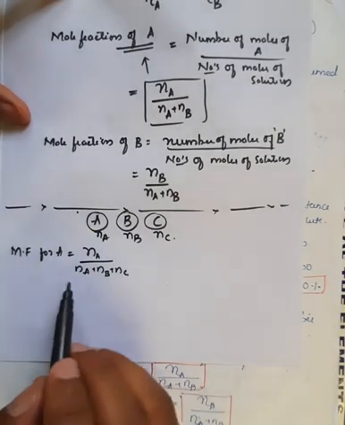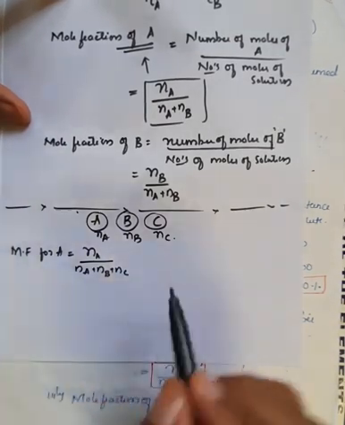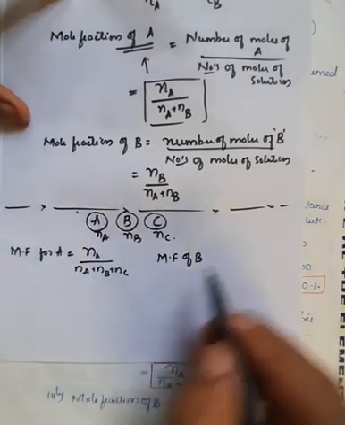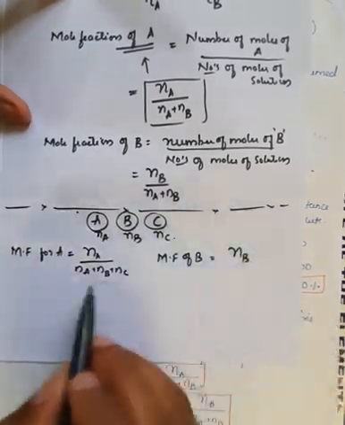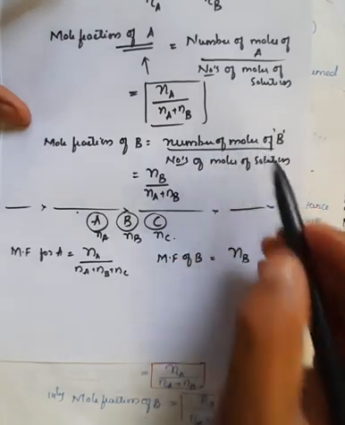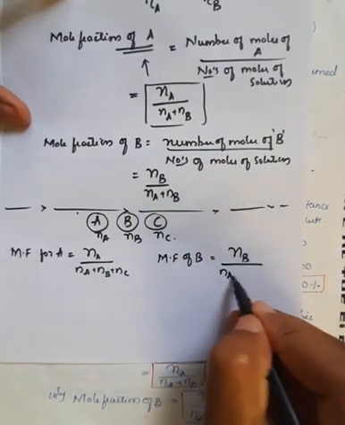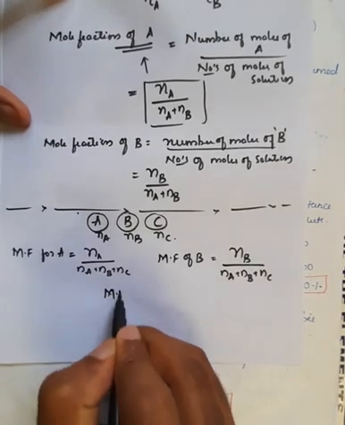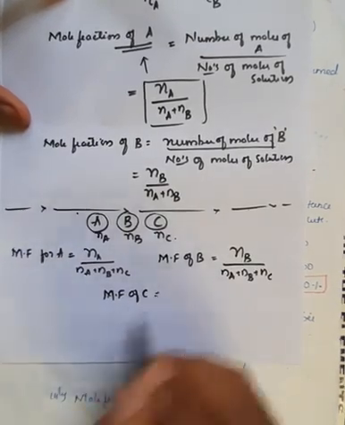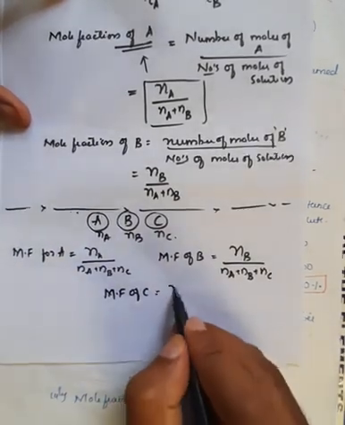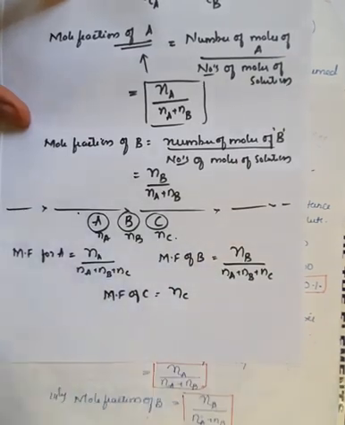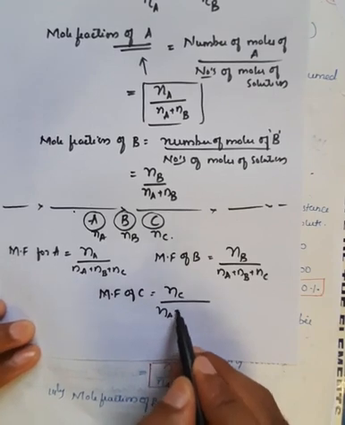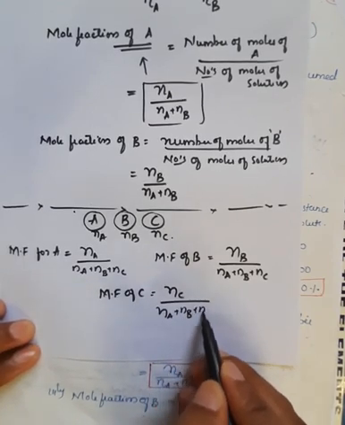We have to add all the three, Na plus Nb plus Nc. Similarly, for the mole fraction of B, we write Nb, because B is the main thing, that is the number of moles of B, divided by Na plus Nb plus Nc. Similarly, the mole fraction of C is equal to Nc, because we are talking about C. Therefore, Nc divided by the number of moles present in the solution, Na plus Nb plus Nc, right?